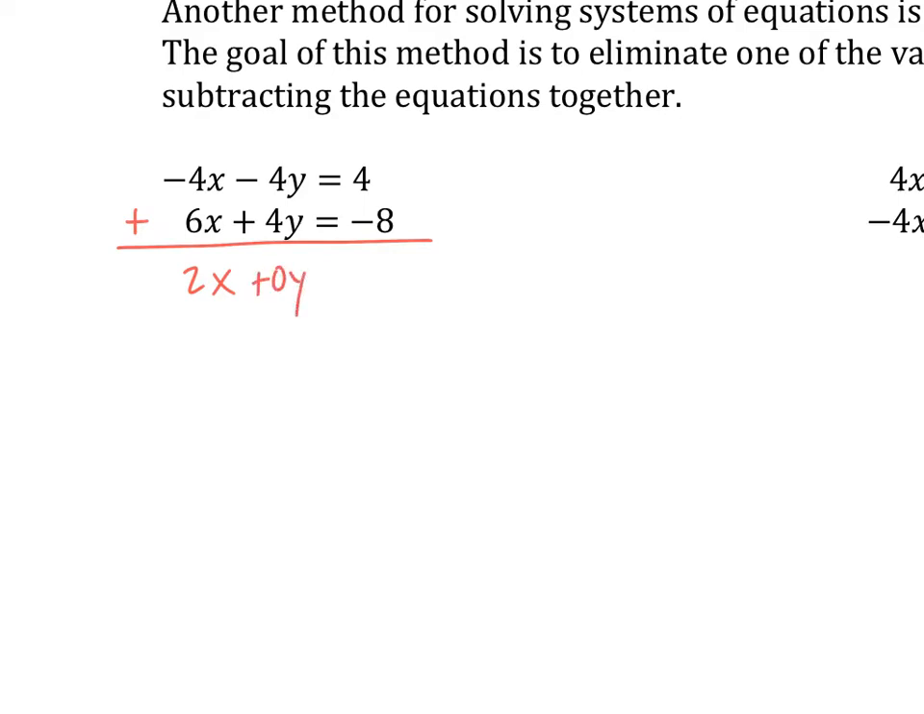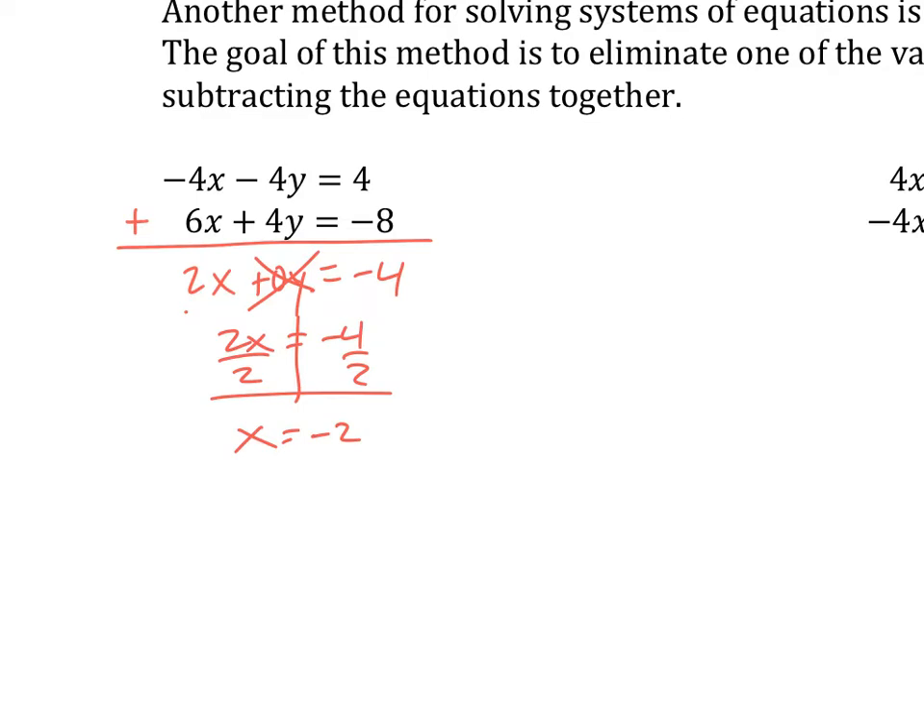You don't really need to write the 0y, but I'm going to leave it in there right now just for clarity. And then we take 4 plus a negative 8, which would be negative 4. Okay, so this 0y cancels out. That's just 0. So we're left with 2x is equal to negative 4. Now I can divide by 2 on both sides to get that x by itself will be equal to negative 2. Now that we know the value for x, we can substitute that value back into our equation to solve for y.